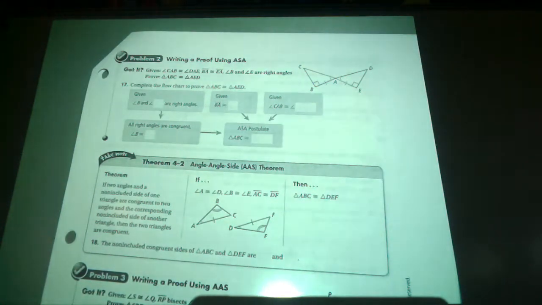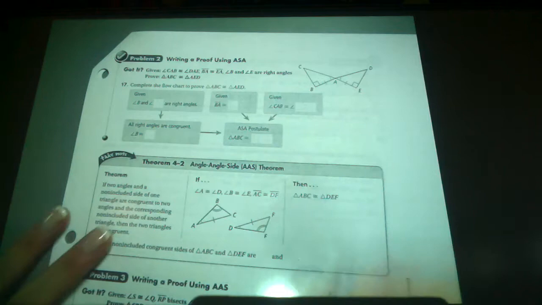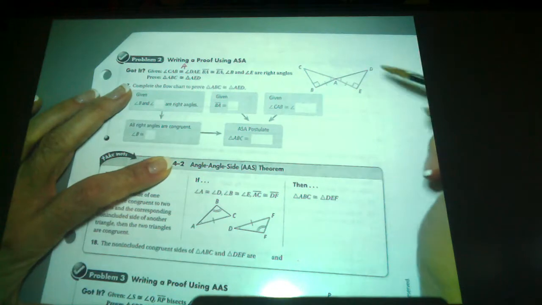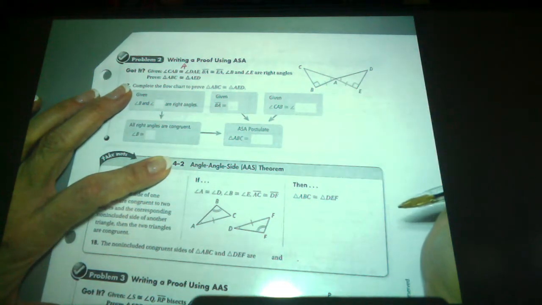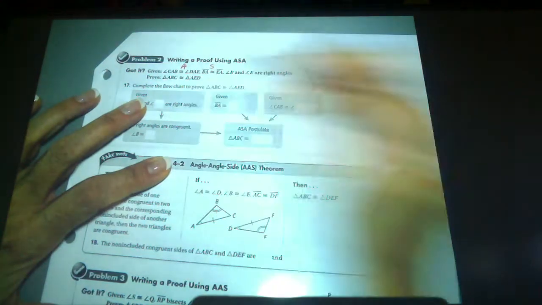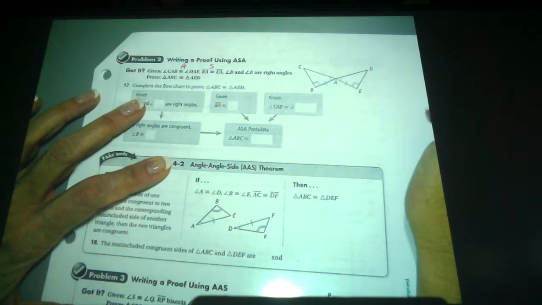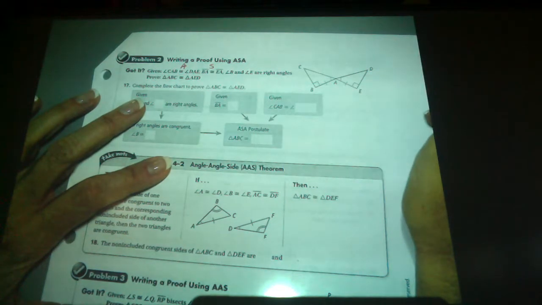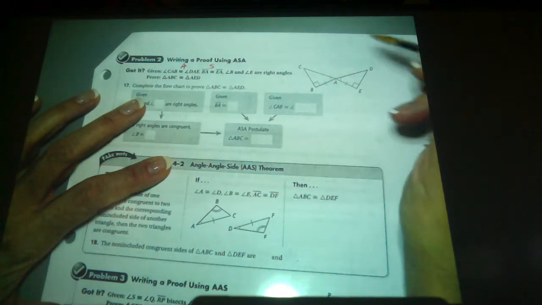Okay, so here we're going to start writing a proof using ASA. This happens to be a flow-through proof, which I won't usually make you do. But let's go ahead and look at it. Let's do some pre-proof planning first. They have given us that angle CAB is congruent to DAE. This is an angle. And if they hadn't marked it, we would mark it. Then they said that side BA is congruent to side EA. So BA and EA, those are tick marked, that's a side. So we could do SAS or AAS at this point. Or SSA, can we do SSA? Nope, that would spell backwards.